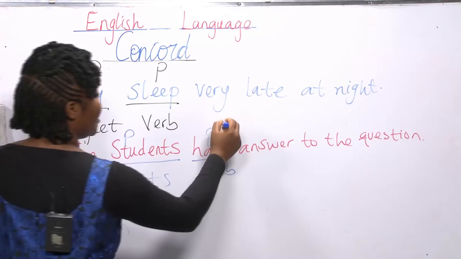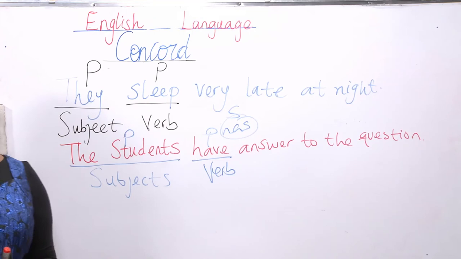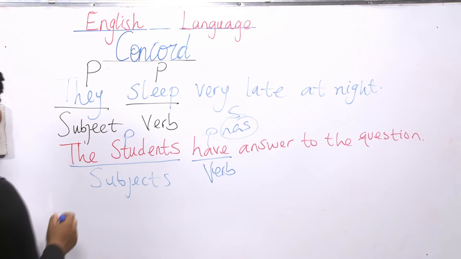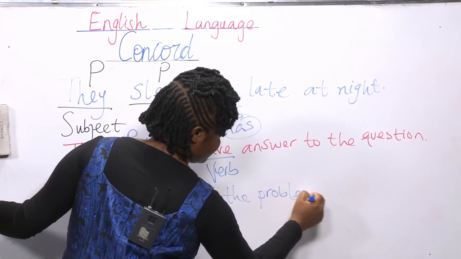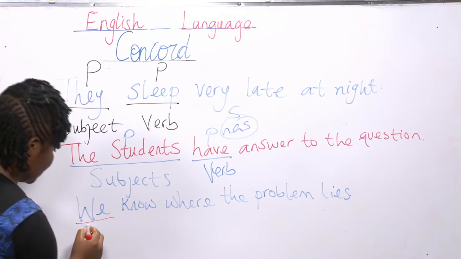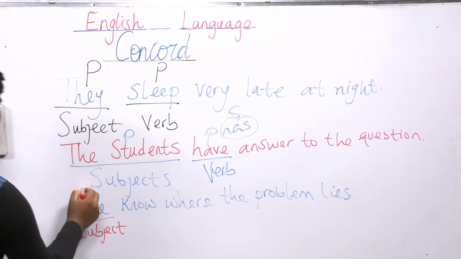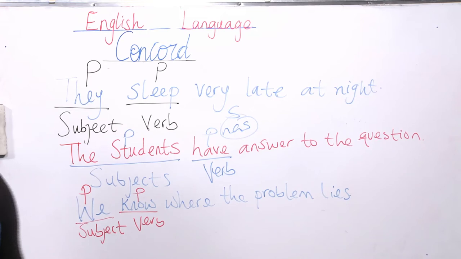Is us, singular. So the students have answer to the question. Now the third example here, we know where the problem lies. The performer of the action here, the subject is we. That's the subject. And we apparently is plural. So the need for a plural verb as well, which is know and not knows. We know where the problem lies.